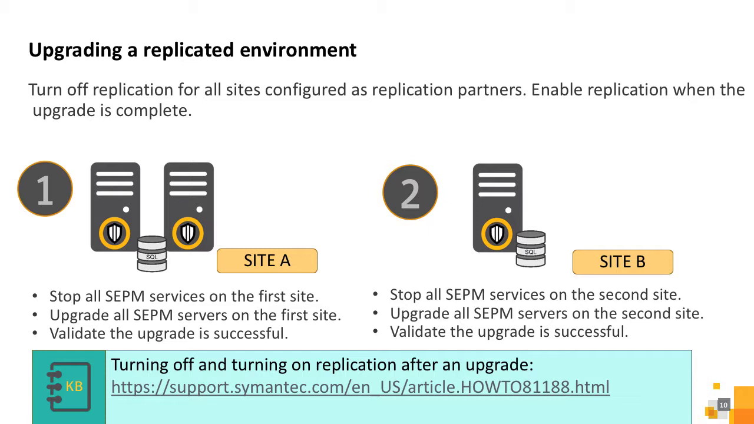On Site B, repeat the process by stopping the SEPM service on the management server. Use the SEP 14 media to upgrade the installation and configure with the Management Server Configuration Wizard. After the upgrade is complete, to enable replication, see the KB article listed on the slide.